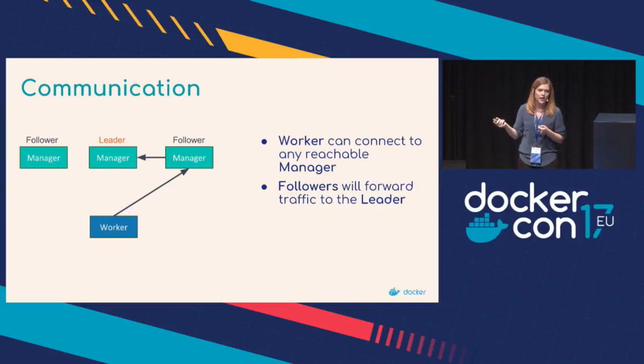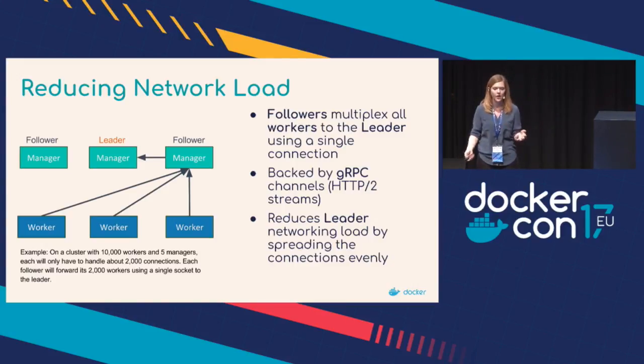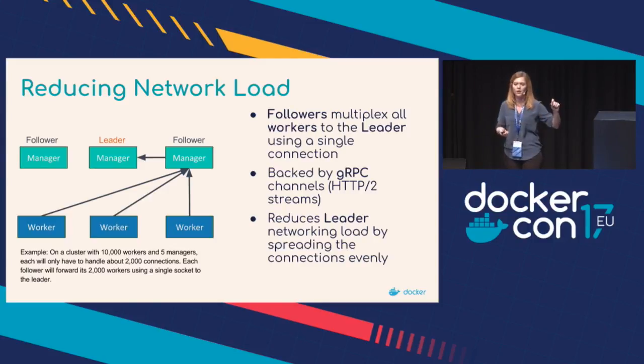In the case that the worker is attached to a follower, the follower is going to forward all of that traffic to the leader. In the case that there are many workers attached to a single manager, which in production is the most common case, that you have more than one worker, if you're running something in production on Swarm, which I hope you have more than one worker if you're doing that, the cool thing is that the follower is going to multiplex and forward all of those requests. So it's like a single connection.